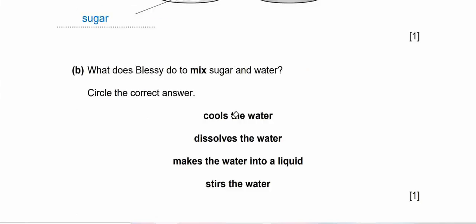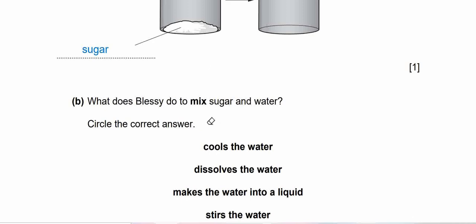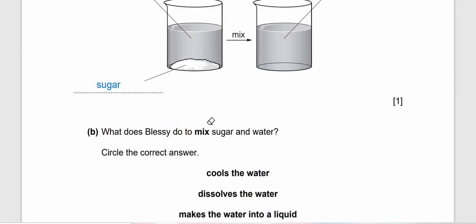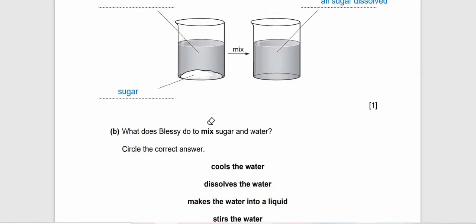Let's move on. So question B, what does Blessy do to mix sugar and water? Circle the correct answer: cools the water, dissolves the water, makes the water into liquid, stirs the water. 10 seconds from now. 10, 9, 8, 7, 6, 4, 3, 2, 1, 0.